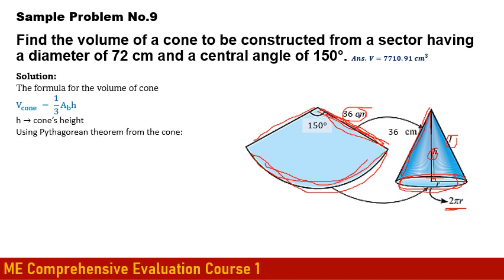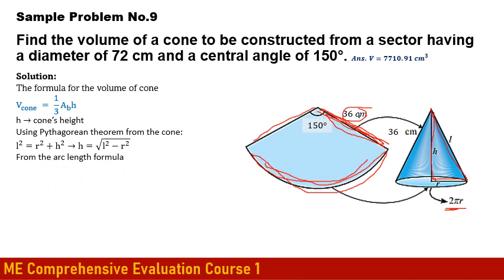So using the Pythagorean theorem on the cone, we can actually create a right triangle with respect to the height, the slant height, and the radius. So this is a 90 degrees. Then we can get a relationship between the height, the slant height, and the radius. Using the Pythagorean relationship, we get h equal to the square root of L squared minus r squared.